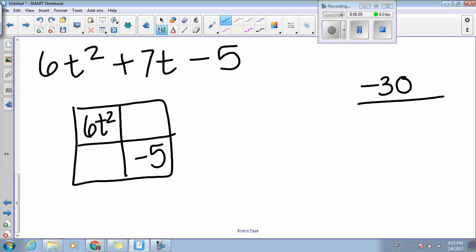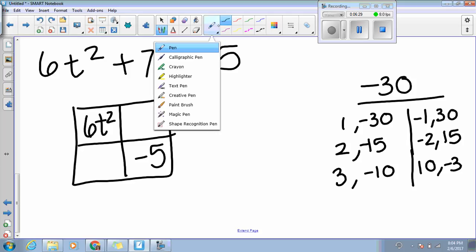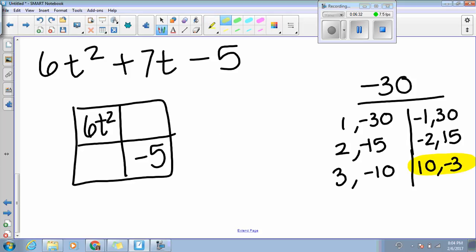Factors of negative 30. We have 1 and negative 30. I have negative 1 and 30. I have 2 and negative 15. I have negative 2 and 15. I have 3 and negative 10. I have 10 and negative 3. And I think I'm going to stop because I have 10 and negative 3.